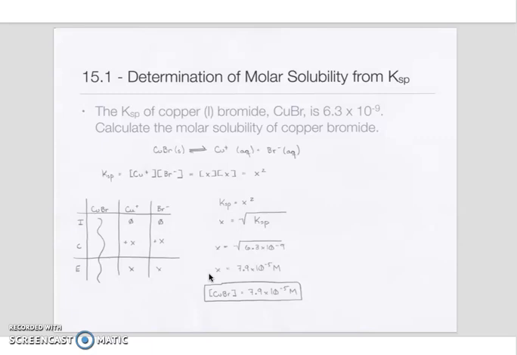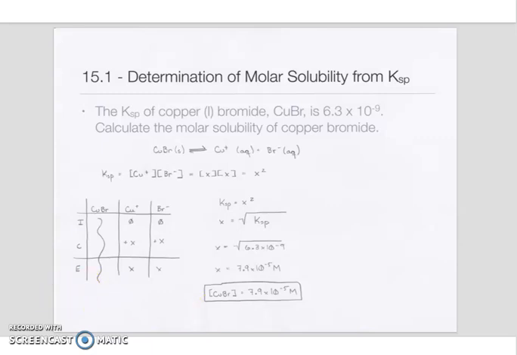When I'm trying to find the molar solubility of copper bromide, since my copper and my copper bromide are in a 1-to-1 ratio, I have 1 copper bromide and it forms 1 copper. Whatever my X value is for copper, it's going to be the same exact value for the molar solubility of my copper bromide, because every time 1 copper bromide dissolves, it forms 1 copper plus ion. So if I can solve for my X to be 7.9 times 10 to the negative 5 molar, I then know my molar solubility is also 7.9 times 10 to the negative 5 molar. So I've solved for the molar solubility of copper 1 bromide.